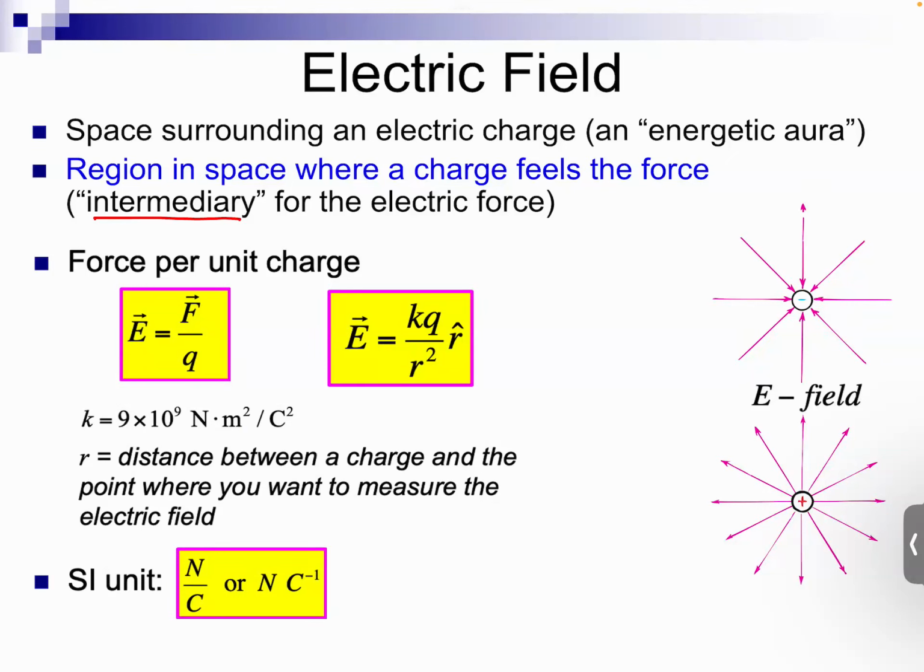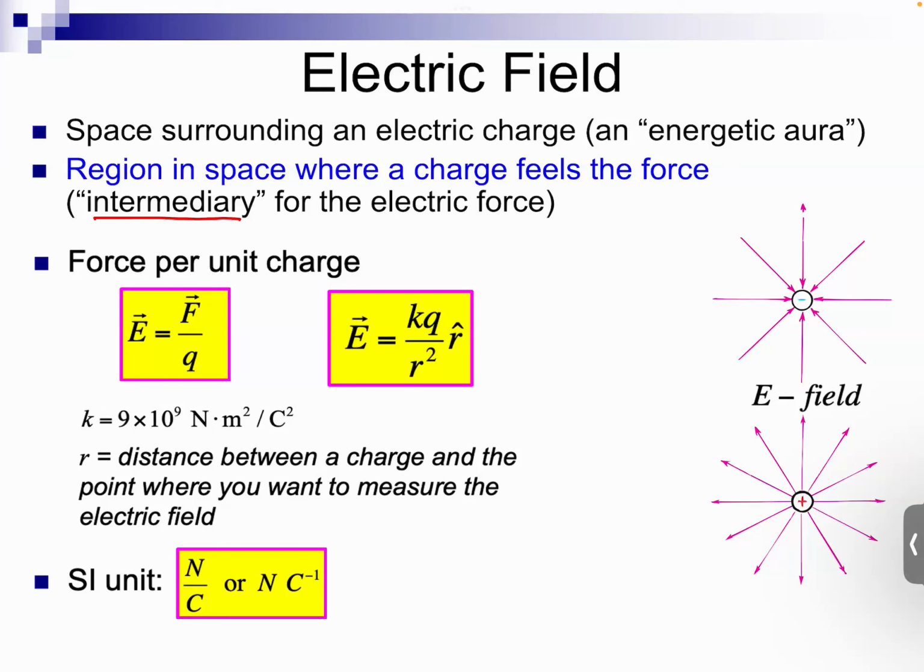Mathematically, it's defined as force per unit charge, okay? Because if you think of the concept as an intermediary for the charge to exert a force, then mathematically the definition for electric field should involve the force and the charge, and it's defined as the force divided by the unit charge, or F over Q.